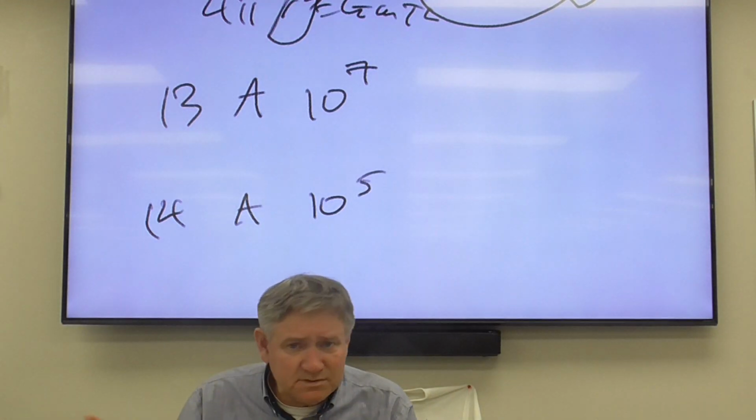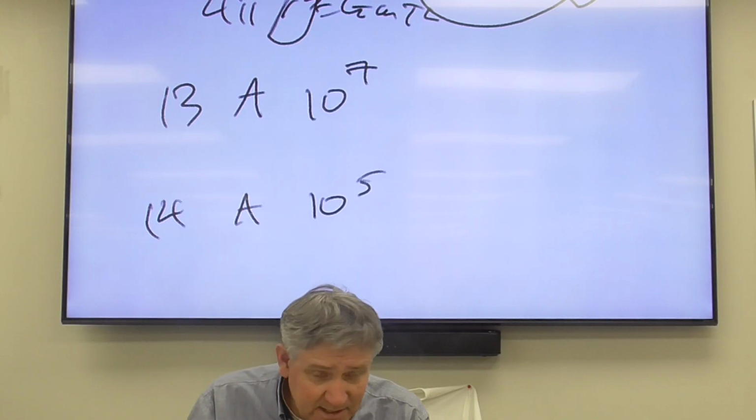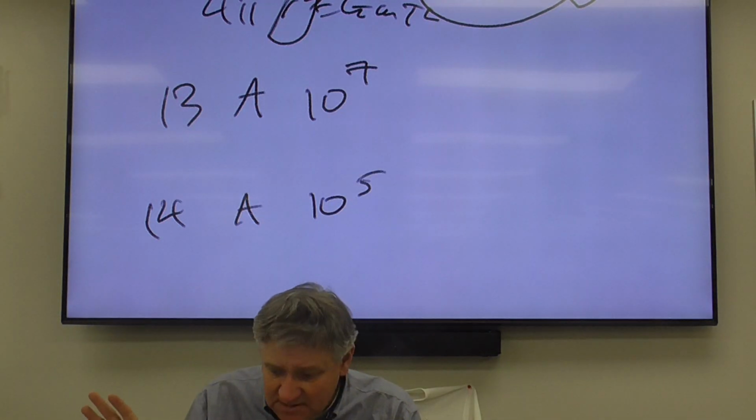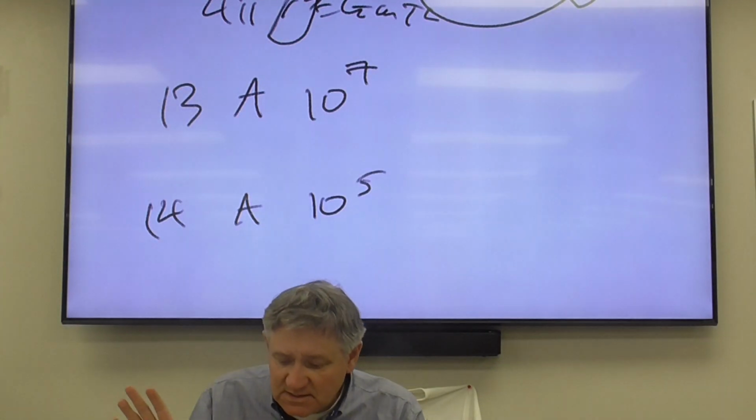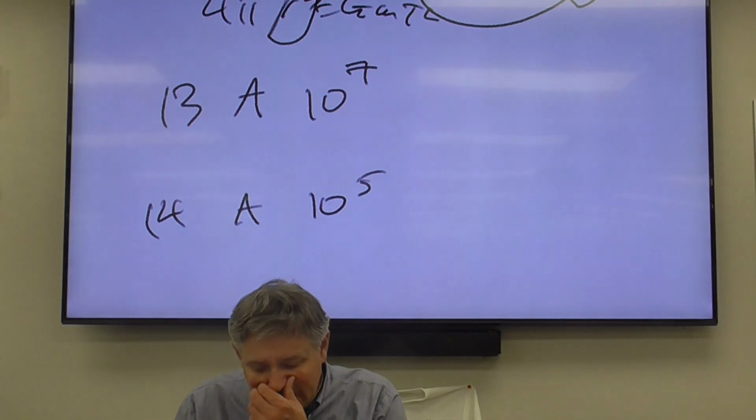Number 16 is old school, that equation: V squared equals V naught squared plus 2AD. 16 is old school. I say again, old school.